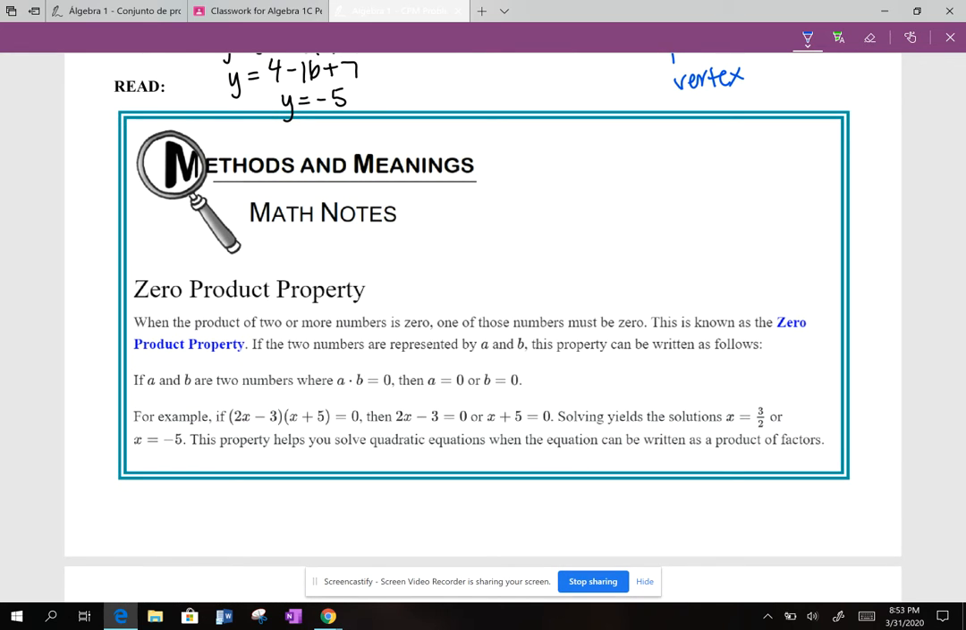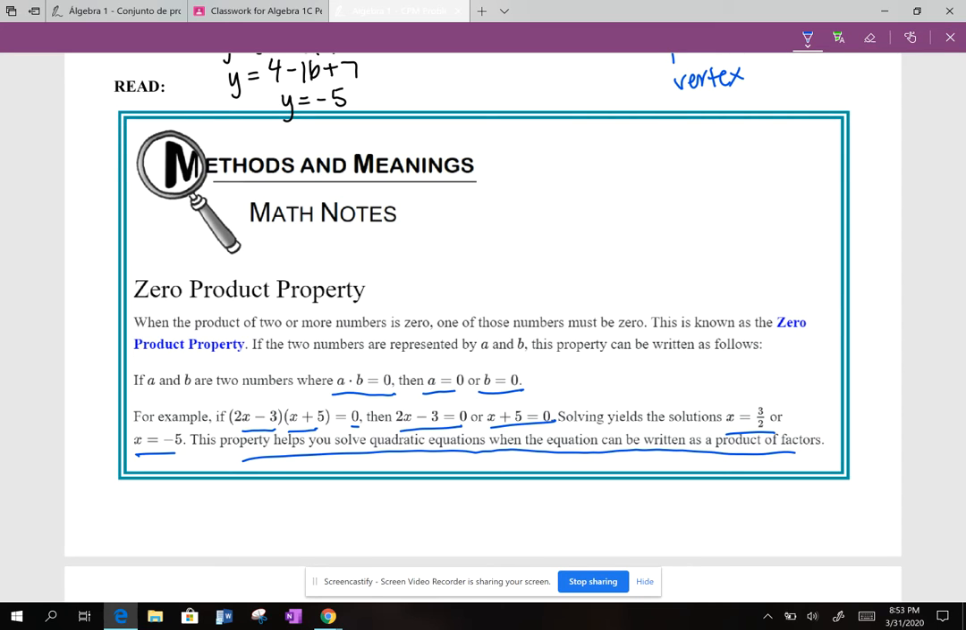Zero product property. When the product of 2 or more numbers is 0, one of those numbers must be 0. This is known as the zero product property. If the two numbers are represented by A and B, this property can be written as follows. If A and B are two numbers where A times B equals 0, then A equals 0 or B equals 0. For example, if (2x minus 3)(x plus 5) equals 0, then 2x minus 3 equals 0, or x plus 5 equals 0. Solving for x yields a solution x equals 3/2 or x equals -5. This property helps you solve quadratic equations when the equation can be written as a product of factors.